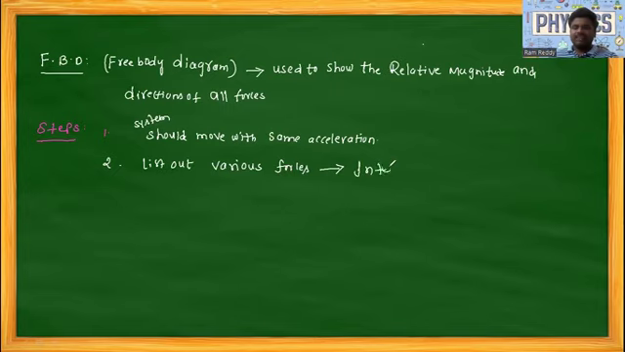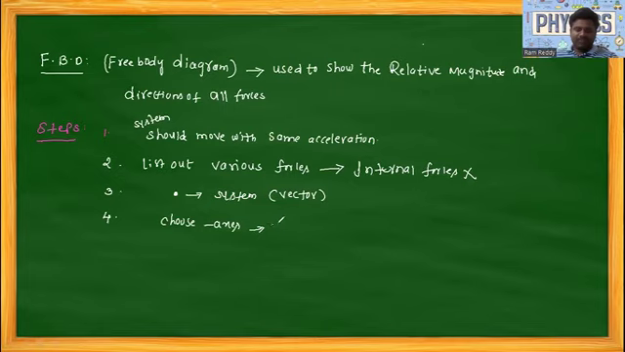Internal forces we will not include. Then the third step is to consider the system or block as a point and represent the forces in vector form, because direction also matters. The fourth step is to choose the axes, like the x-axis and y-axis, and write the equation of motion. So this is the free body diagram.